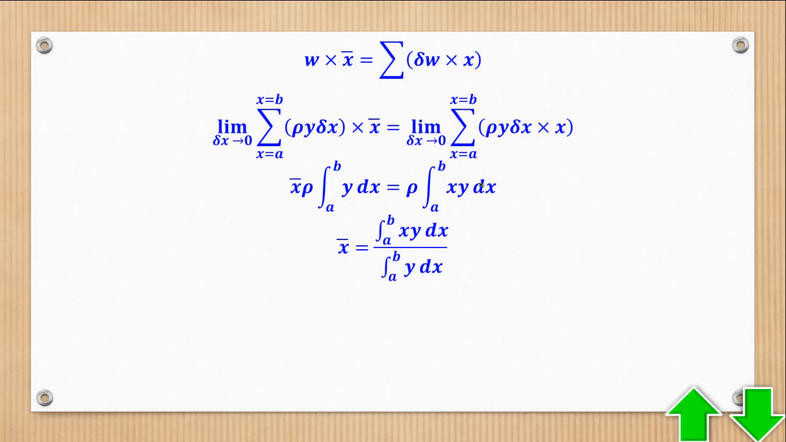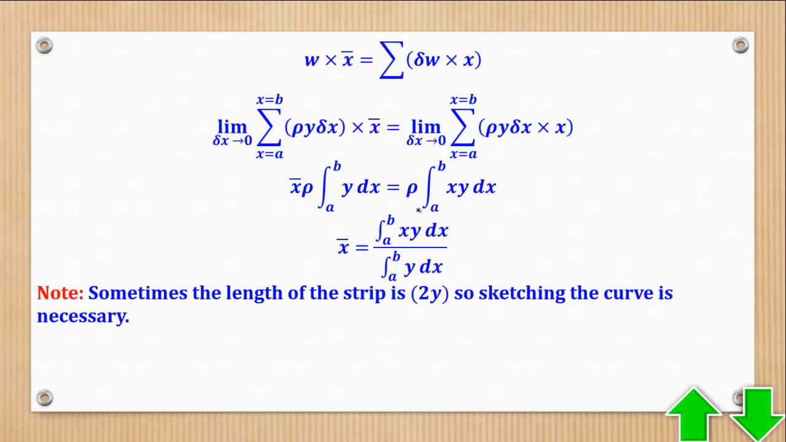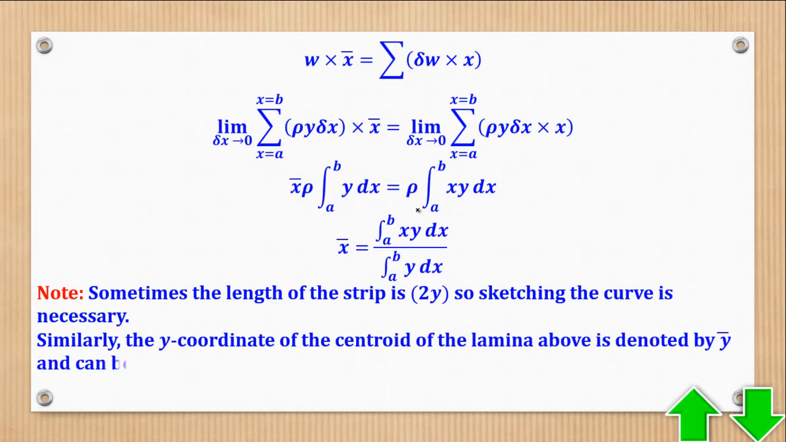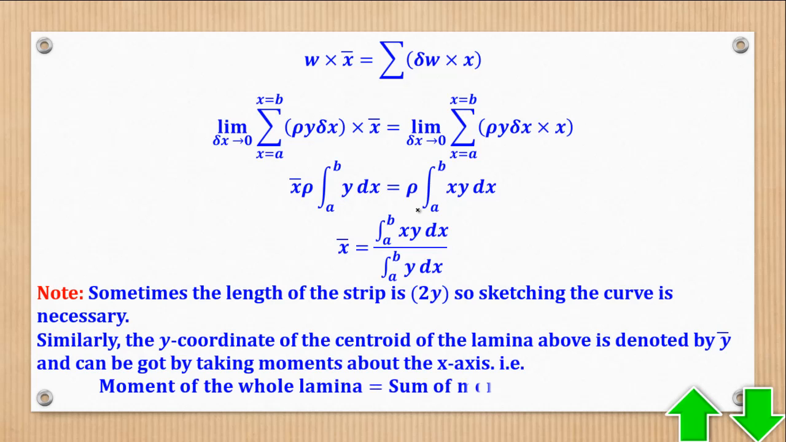So when I make x bar the subject, I'll come up with this as the formula used to get the x bar for the centroid of a lamina. Sometimes the length of the strip is too wide, therefore sketching is necessary. That was getting the x coordinate. What about getting the y coordinate? You do the same, but this time you take moments about the x-axis.